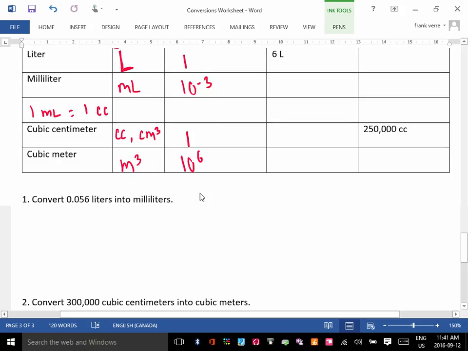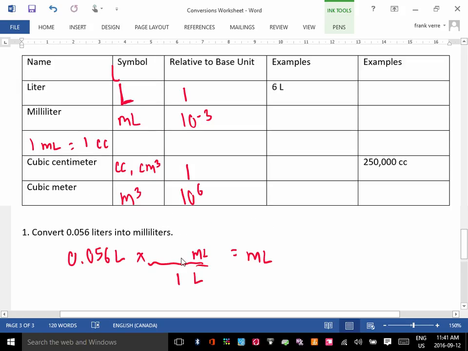So let's look at our first example, okay? Convert 0.056 liters into milliliters. 0.056 liters, and we want our answer in milliliters. So we're going to multiply, well, what's the conversion? How many milliliters in 1 liter? It's 10 to the... No, hold on.